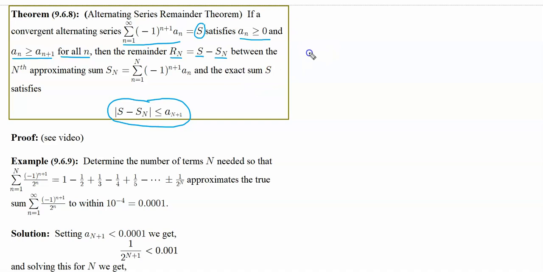So that's our alternating series remainder theorem, and we can use this fact to determine how many terms we should take in our approximating sum. In other words, how big should this n be, so that we're within a certain desired degree of accuracy of the true answer s. That's how we can use this inequality. Now let's take a look at this example before we consider the proof of this theorem.